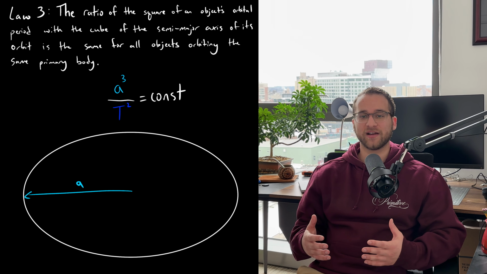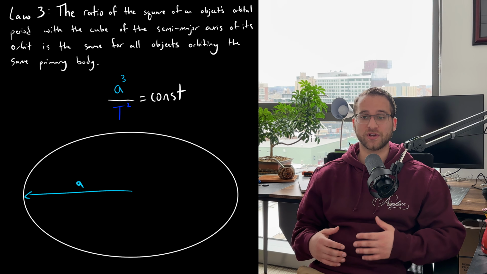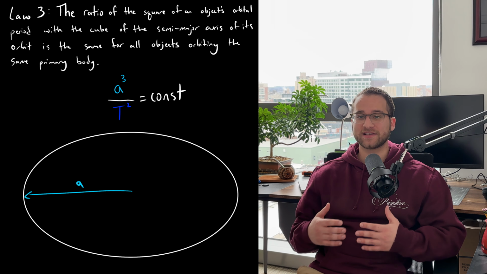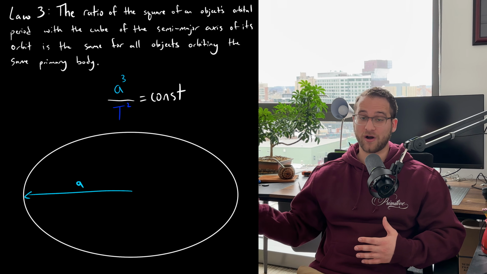The square of a satellite's orbital period is proportional to the cube of its average distance from the central body. Simply put, satellites further away from their planet take longer to complete an orbit. If you're looking for a more in-depth explanation of these laws, check out my previous video where I go over the math and cover a MATLAB example.